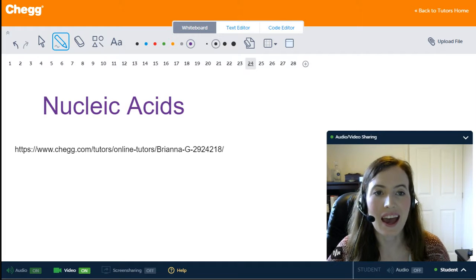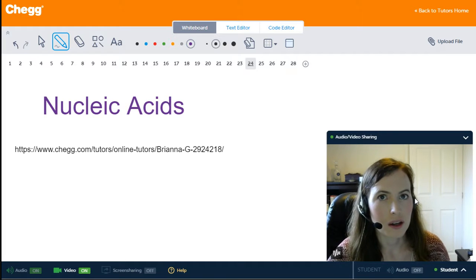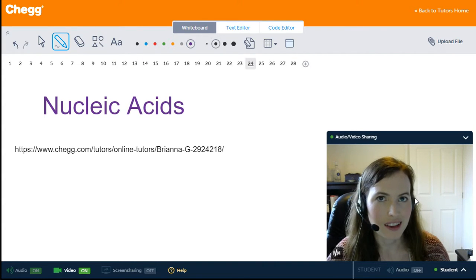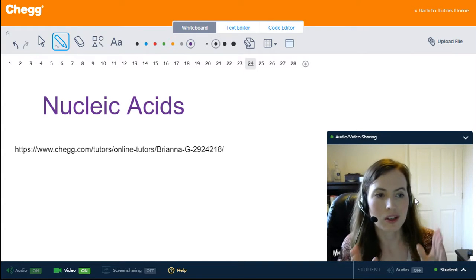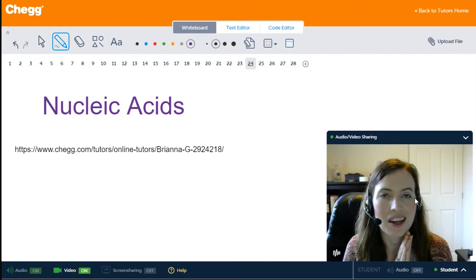About nucleic acids. So nucleic acids are DNA and RNA, and DNA stands for deoxyribonucleic acid and RNA stands for ribonucleic acid. So those are two differences in the two types of nucleic acids that you can have.